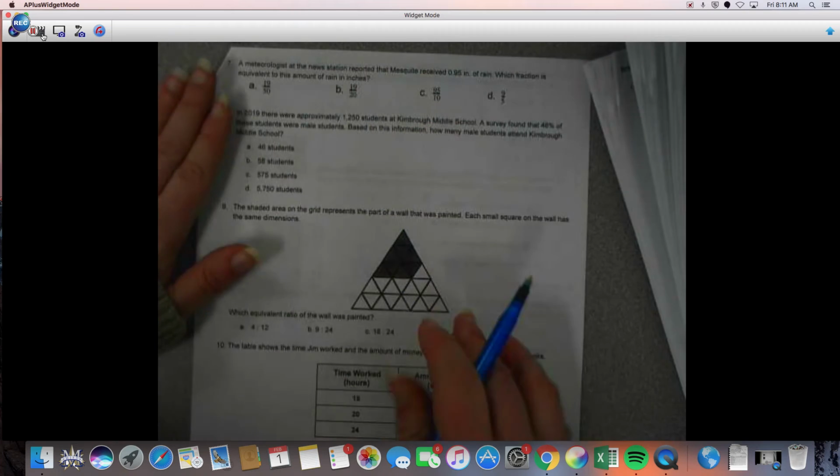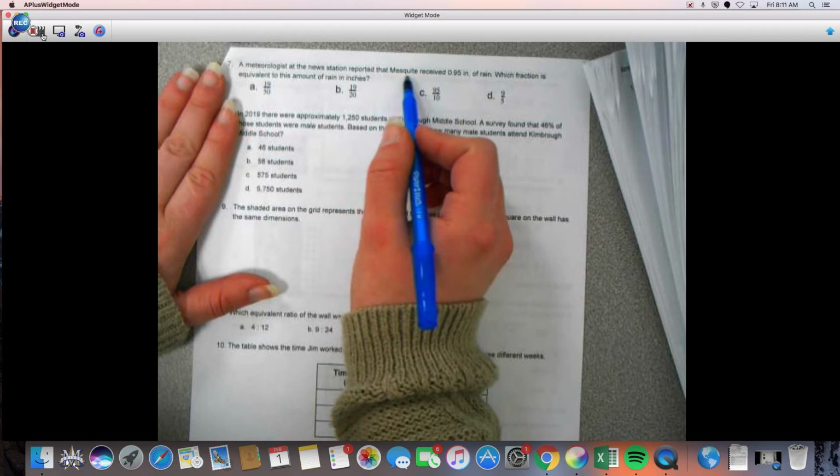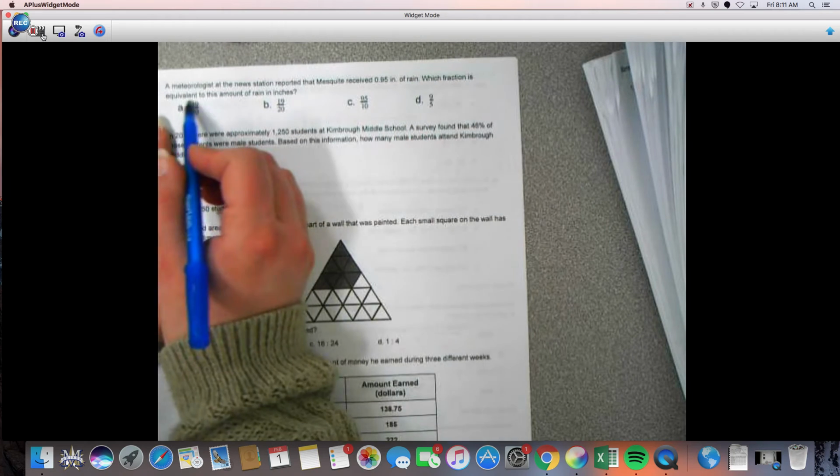Look at these next ones. Meteorologists at the news station reported that Mesquite received 0.95 inches of rain. Which fraction is equivalent to this amount of rain in inches?